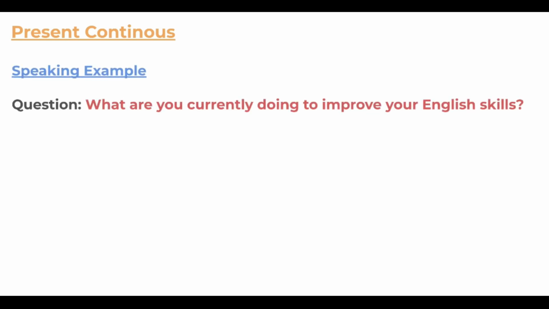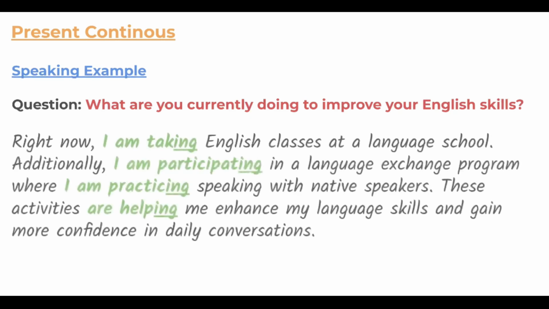Let's think about present continuous now. And we'll do the same examples and the same practice. So you could be asked, what are you currently doing to improve your English skills? And you might say, right now, I am taking English classes at a language school. Additionally, I am participating in a language exchange program where I am practicing speaking with native speakers. These activities are helping me enhance my language skills and gain more confidence in daily conversations. Okay, so that's an example where I've highlighted the present continuous, and again, most of the subjects here are just I, so I've highlighted that as well.